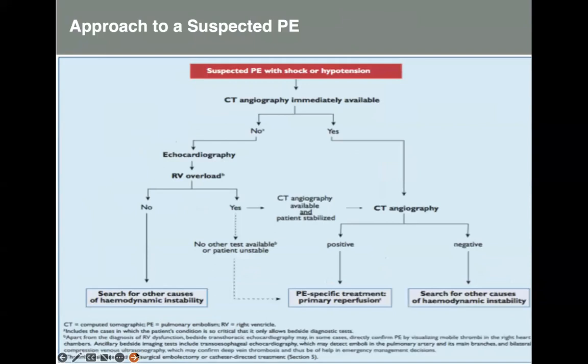So what happens now if I have a patient who is in shock and hypotension, but I'm suspecting PE? If I have a patient who is in shock and I suspect PE, the first thing that I have to do is CT angiography, and this should not be delayed in any way. If it's positive for PE, then you continue with management. Okay? If it's negative, then you should do your echocardiography. With echo, we'll be able to rule out right ventricular overload. And if there is no right ventricular overload, then you can continue with other causes of hemodynamic instability.